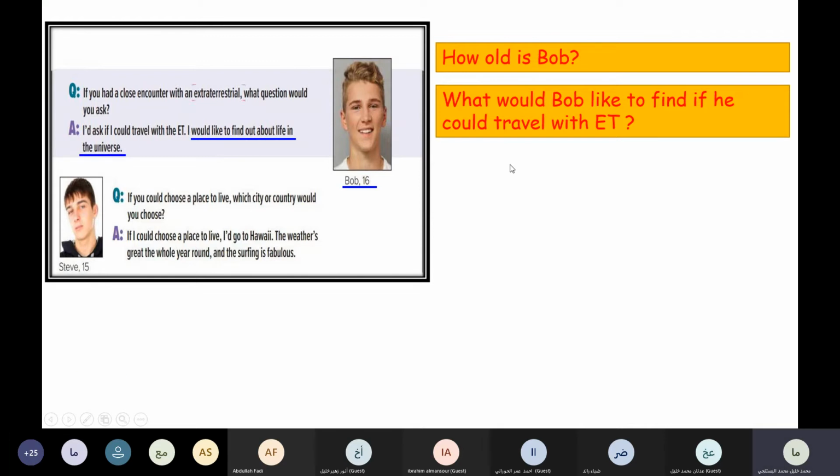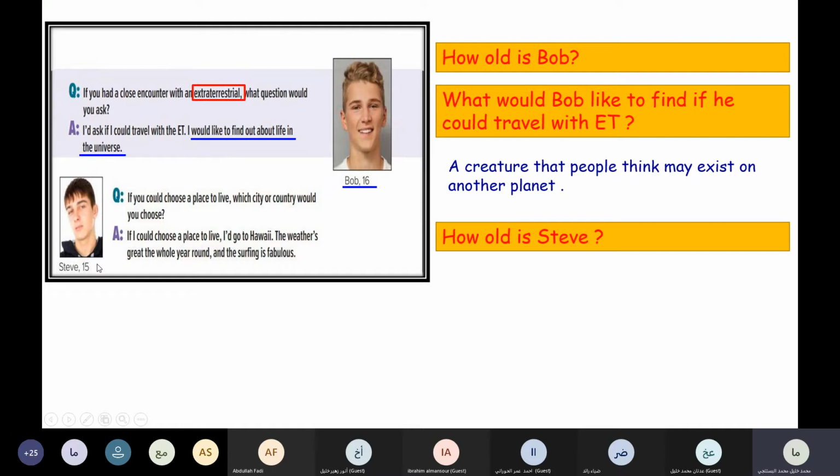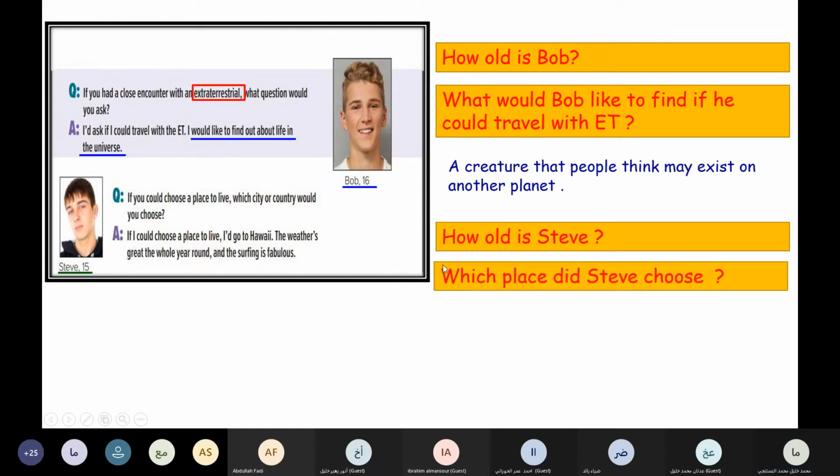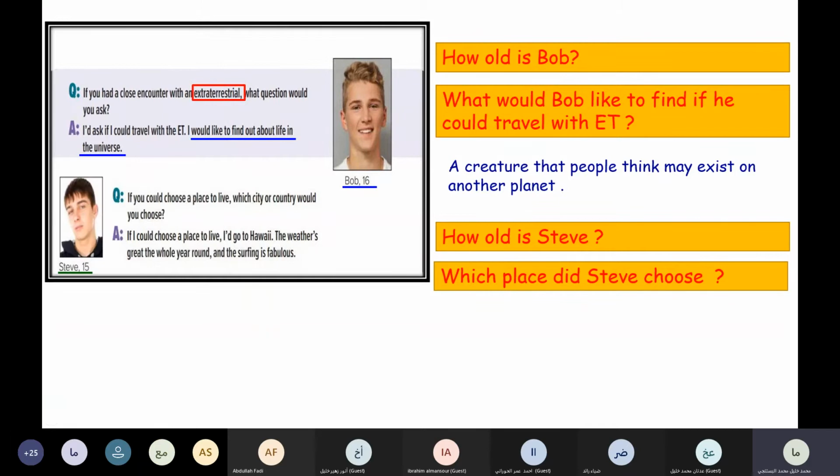Good. Now what about the next? How old is Steve? 15. 15 years old, yes. Thank you. He is 15. Now, which place did Steve choose? Yes, Mustafa, answer again. He would go to Hawaii. Good. He chose going to Hawaii. If I could choose a place to live, I'd go to Hawaii.